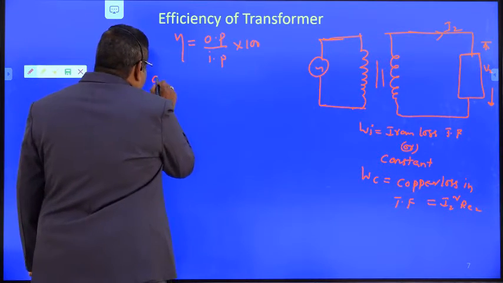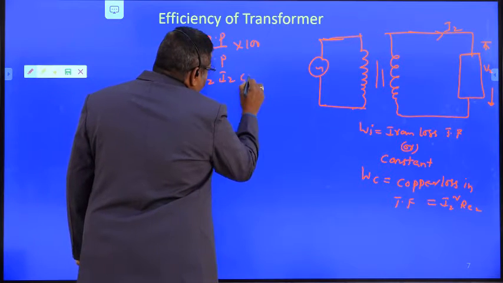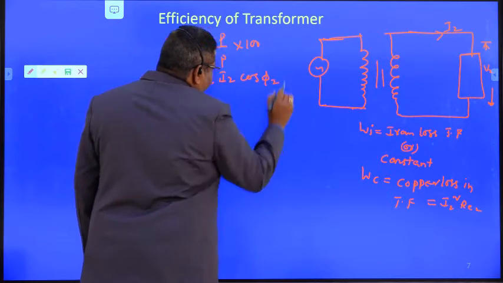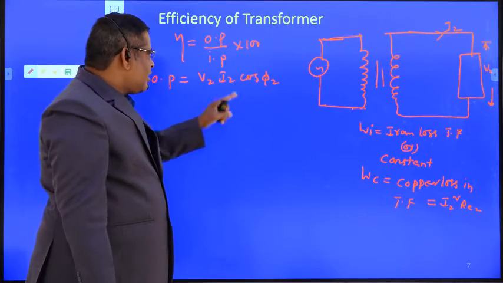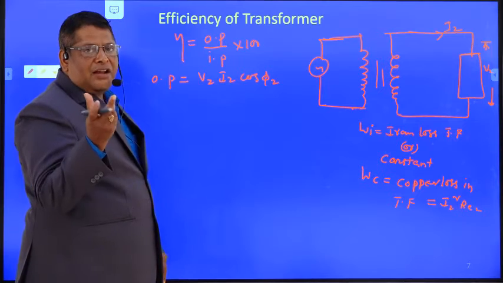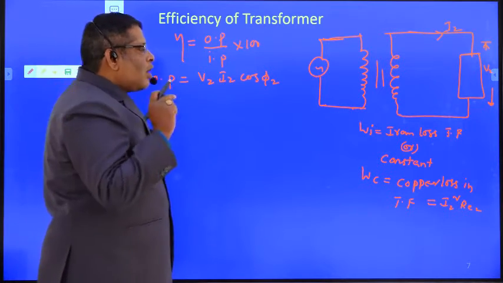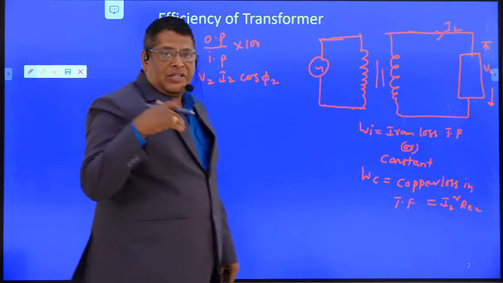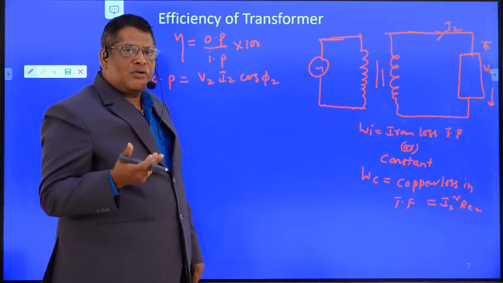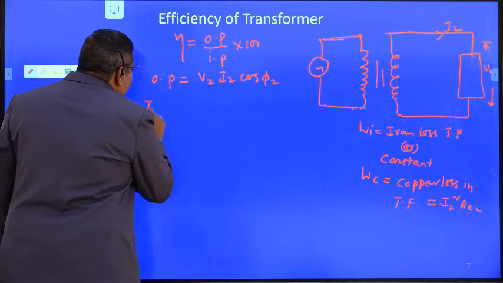Now we are finding the output power. Output power equals V2 I2 cos phi 2. V2 is the voltage across the load, I2 is the secondary current, and cos phi 2 is related to the angle between V2 and I2. It is highly dependent upon the nature of load we connected across the secondary winding of a transformer, whether it is a resistive load, inductive load or capacitive load. Next, the input of a transformer.